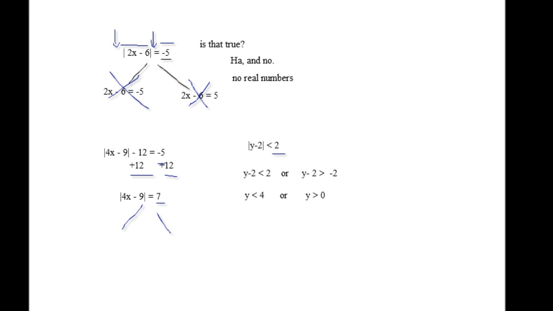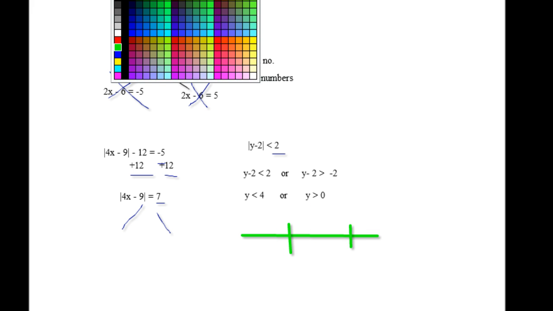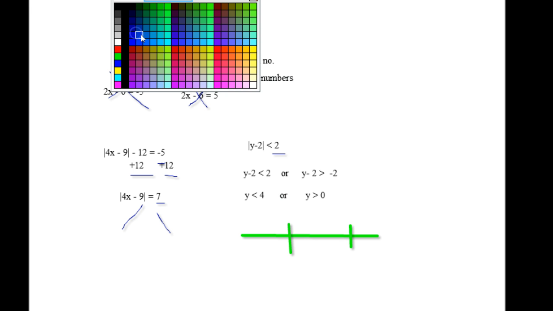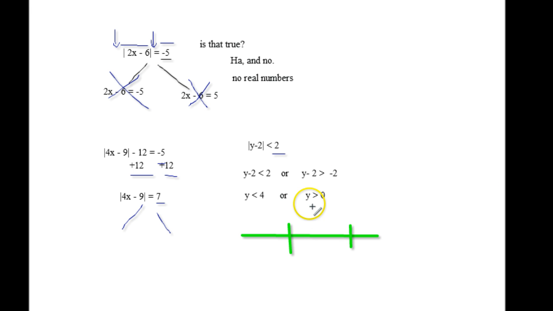Okay, and you can actually graph this pretty easily by just saying, oh, 4 is right here, 0 is right here. Use a different color. Come on. So y is greater than 0, so that means everything over here. y is less than 4, everything over here. So since it's just that, it's all the numbers that exist.